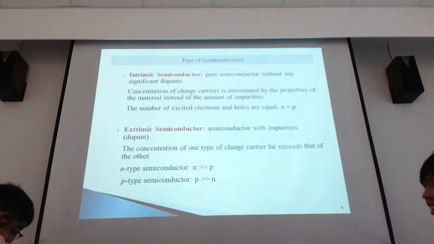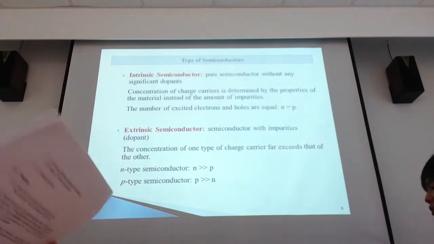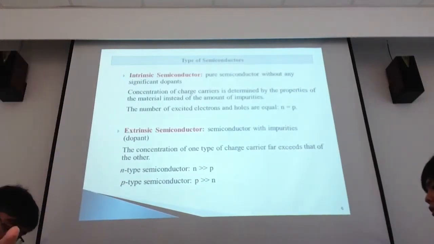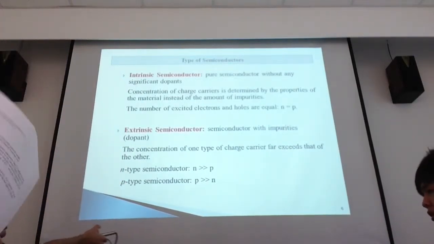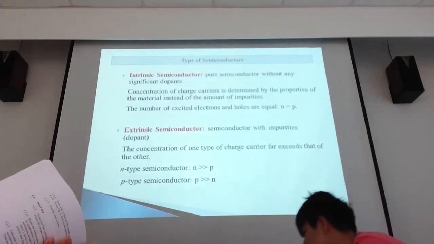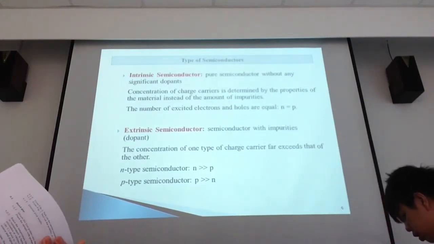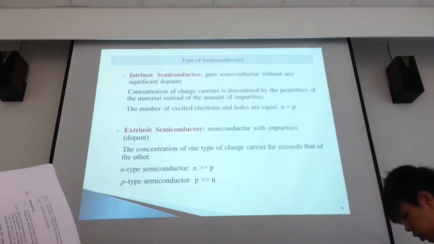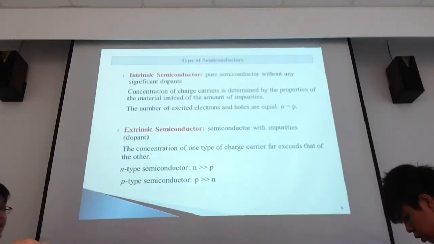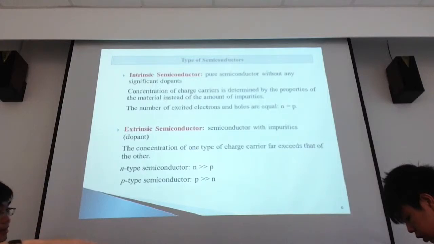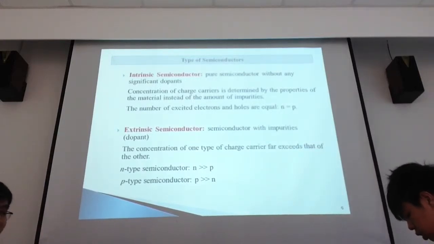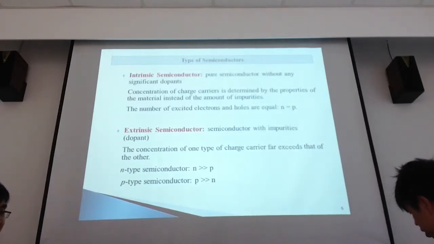Okay, so the number of electrons is equal to the number of holes. That means, let us say, there is an electron sitting inside the system. When you excite it, when you give it energy, it moves to some other place. It starts conducting. As soon as it goes to some place, it is leaving behind a hole. So the number of excited electrons and holes are equal, n equals p. So everything is settled in the intrinsic one.